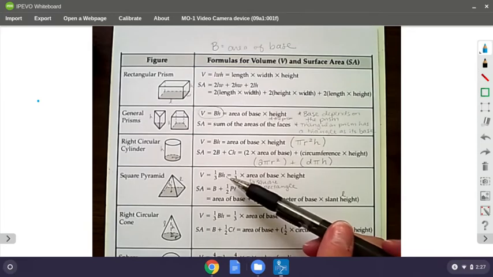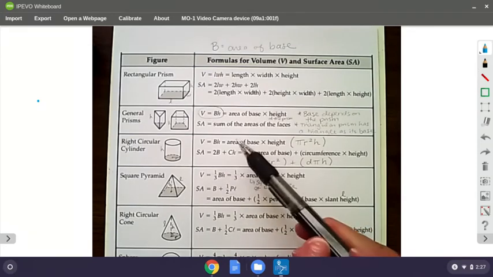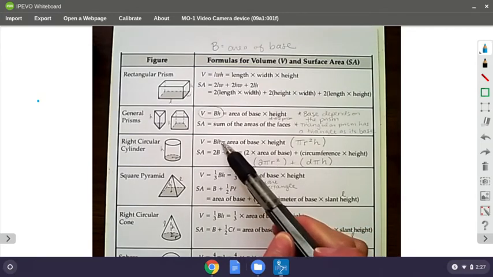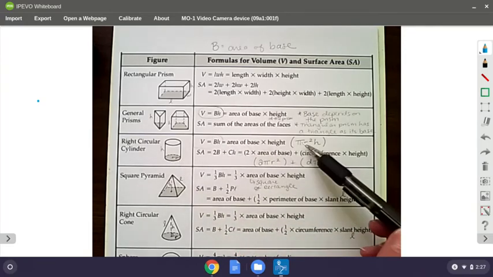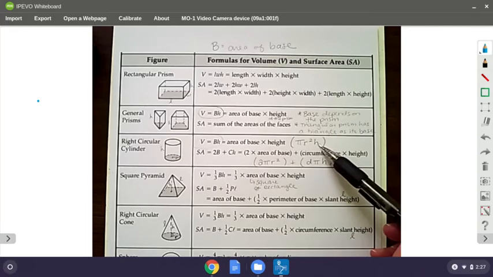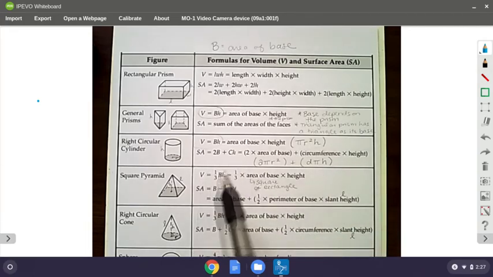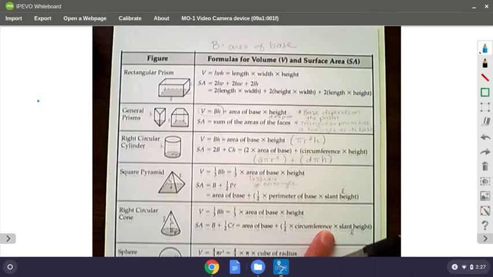A right circular cylinder is also area of the base times the height, where the area of the base is a circle. So that's going to be pi r squared and then times the height of the prism. I'm not going to talk about SA. SA is surface area. That's going to be next time.